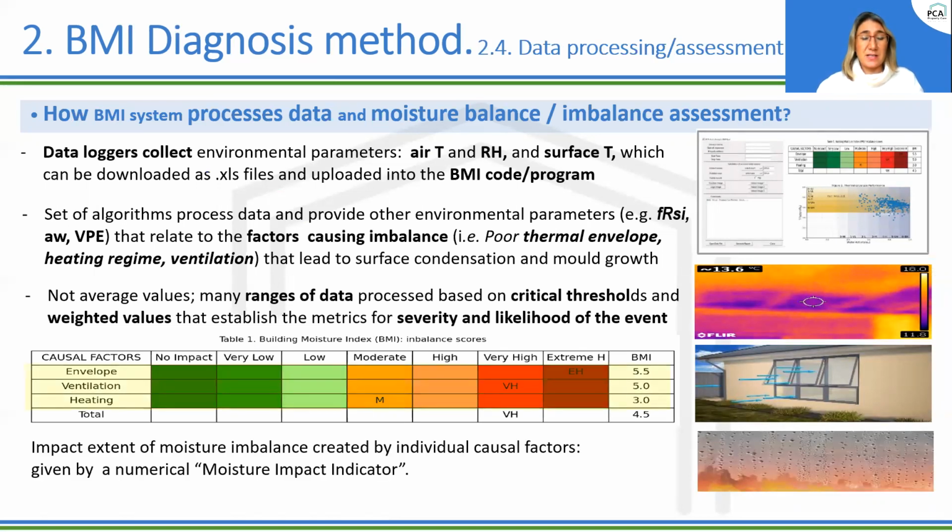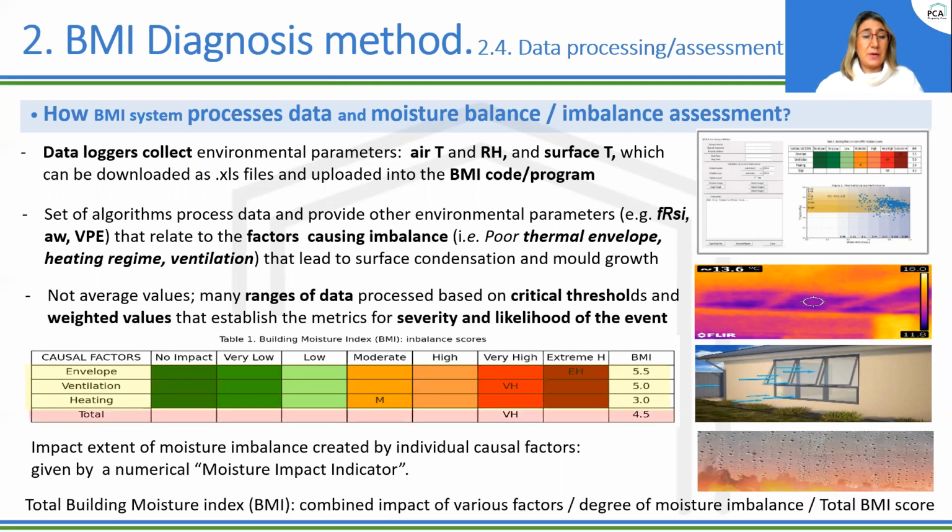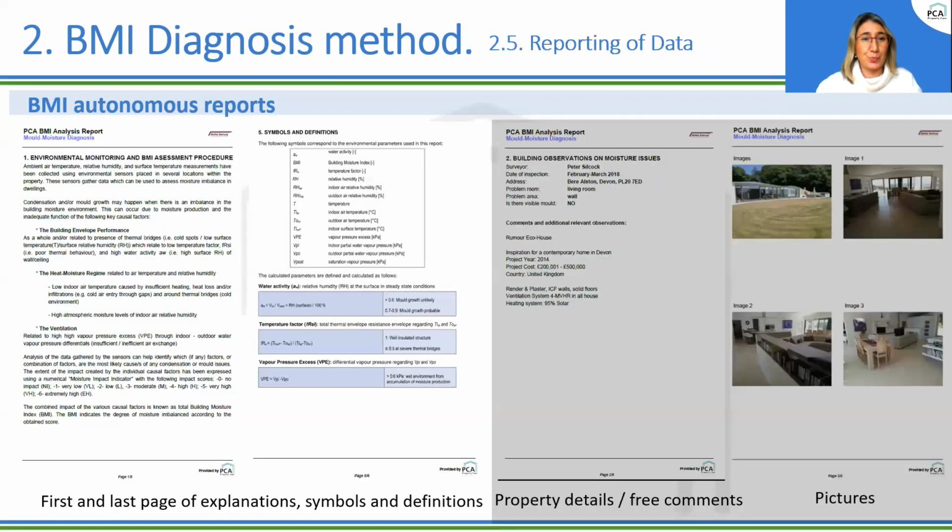So we can have the impact extent of moisture imbalance created by each causal factor, which is given by a numerical indicator of no impact, that corresponds to 0, or extremely high impact to moisture imbalance, which is the value of 6. And then we have the total building moisture index, which is the combined impact of various factors that gives a total degree of moisture imbalance. In this case, that is very high, like 4.5, and we will explain some examples soon.